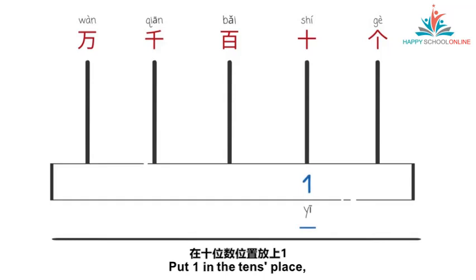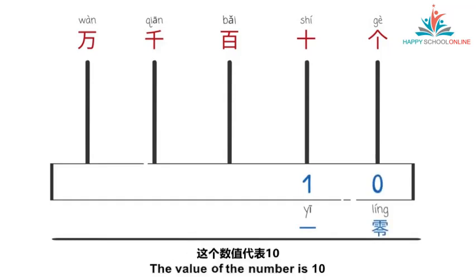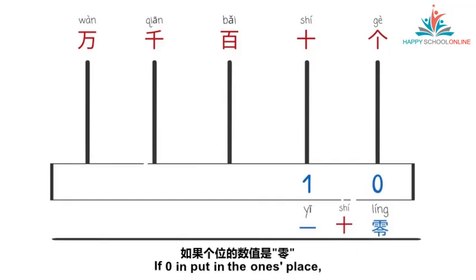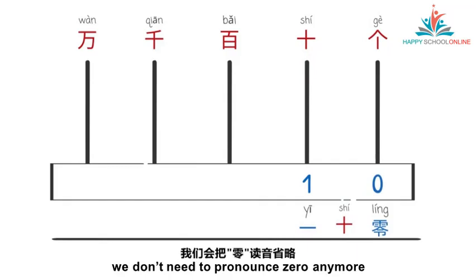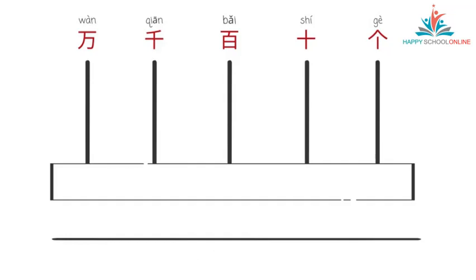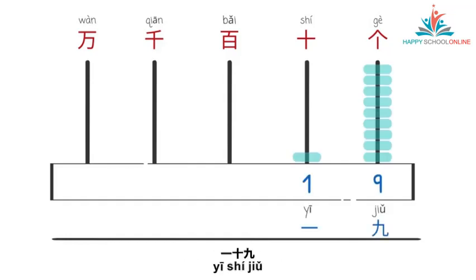Put 1 in the tens place. Put 0 in the ones place. The value of the number is 10. Pronounce as 一十零. It's 0 and put in the ones place. We don't need to pronounce 0 anymore. Correct pronunciation is 一十 or simply say 十. For examples, 19 is pronounced as 一十九 or simply say 十九.